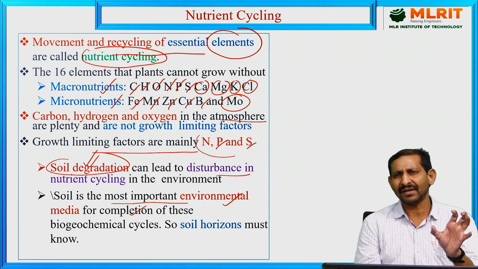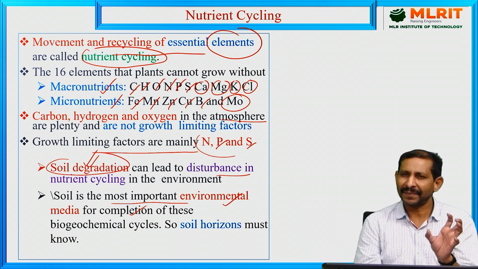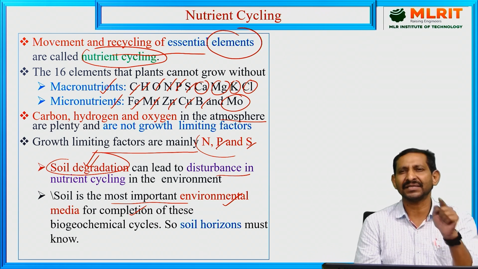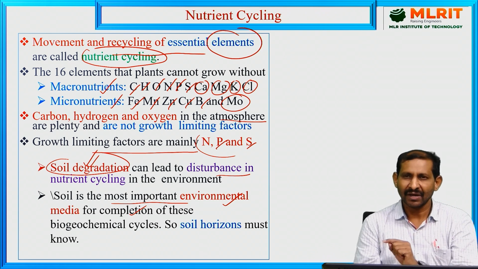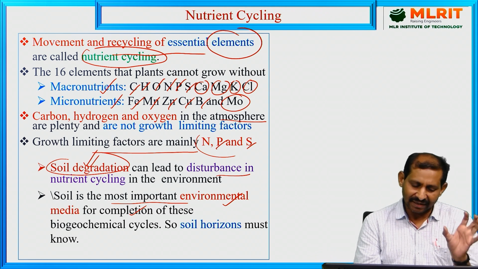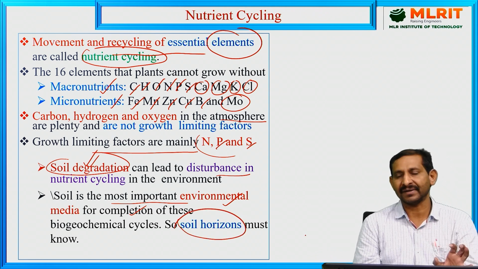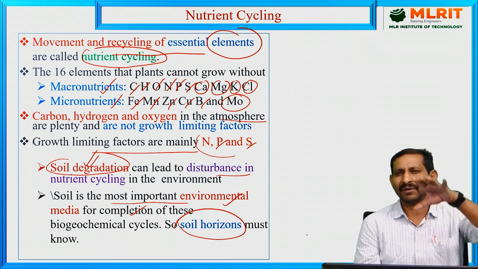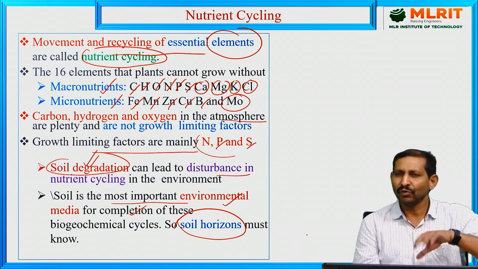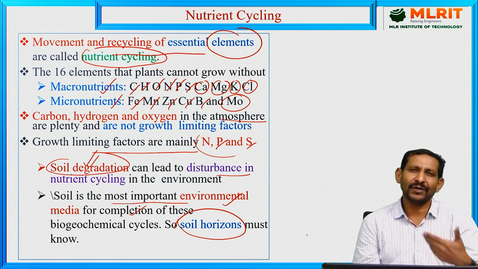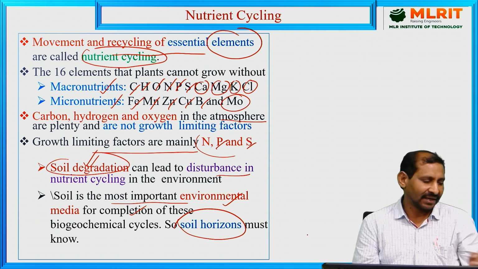For example, soil is one of the reservoirs and plays a crucial role in the cycling of these biogeochemical cycles. So we must know what the soil horizons are and what the different layers present in the soil are. You must know this, and only then can we understand the biogeochemical cycles.